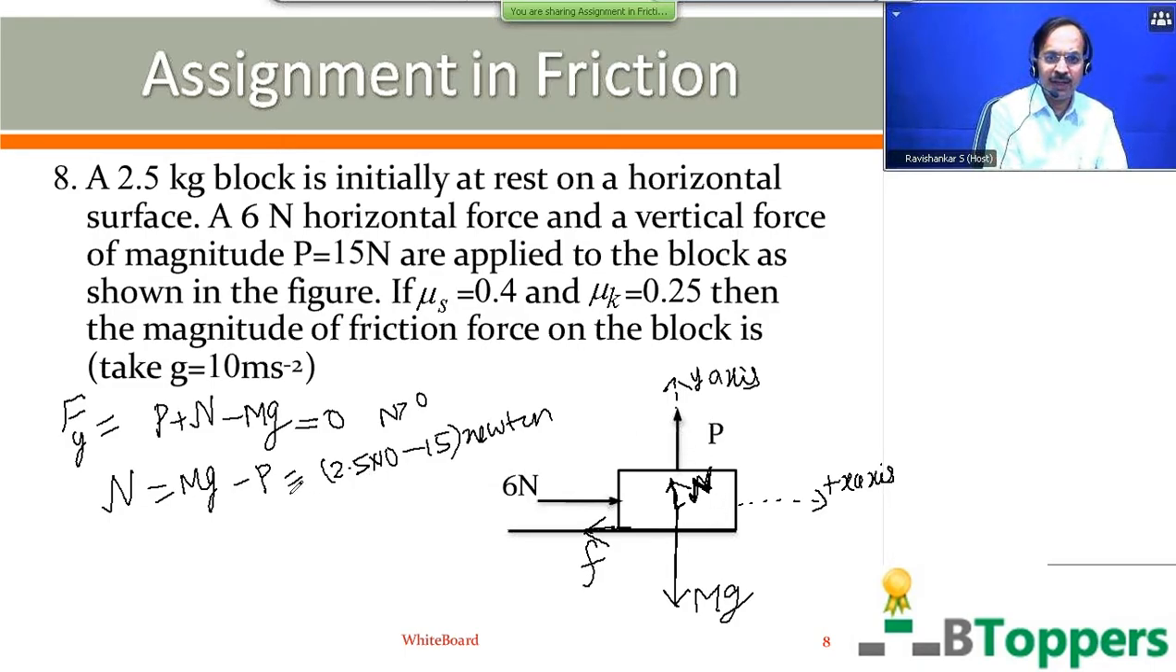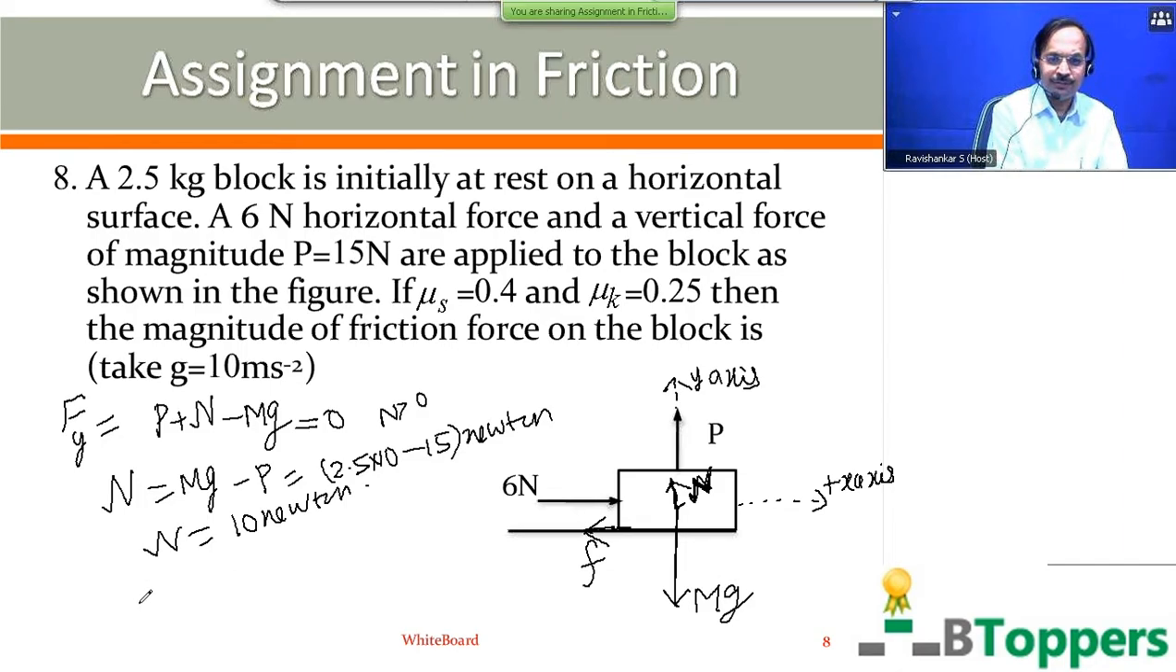In case P is more than mg, that means the magnitude of the vertical component of force is greater than mg, then the normal reaction becomes 0 and the block loses contact with the floor. But for the given value of P, N is more than 0. So the block remains in contact with the floor. So you get the magnitude of normal reaction equal to 10 newtons.